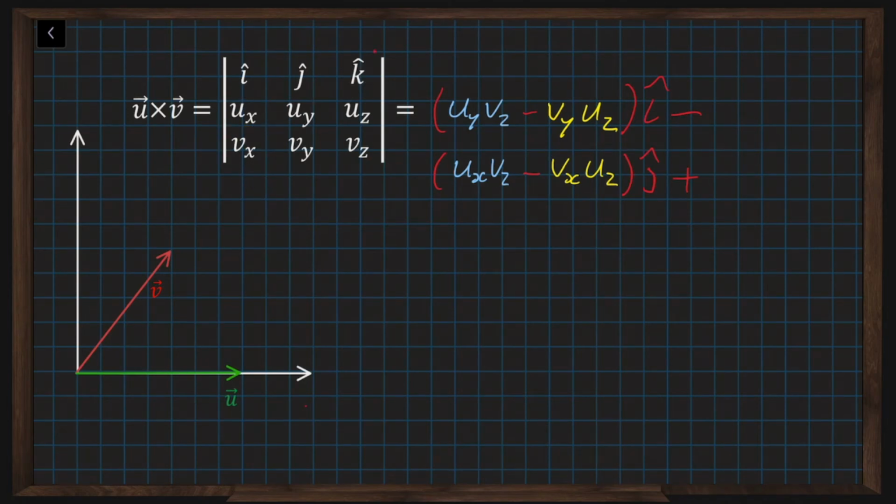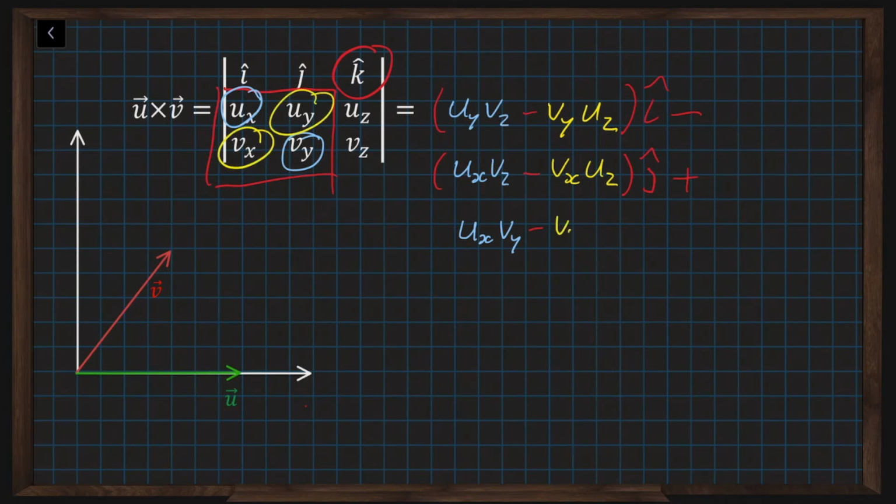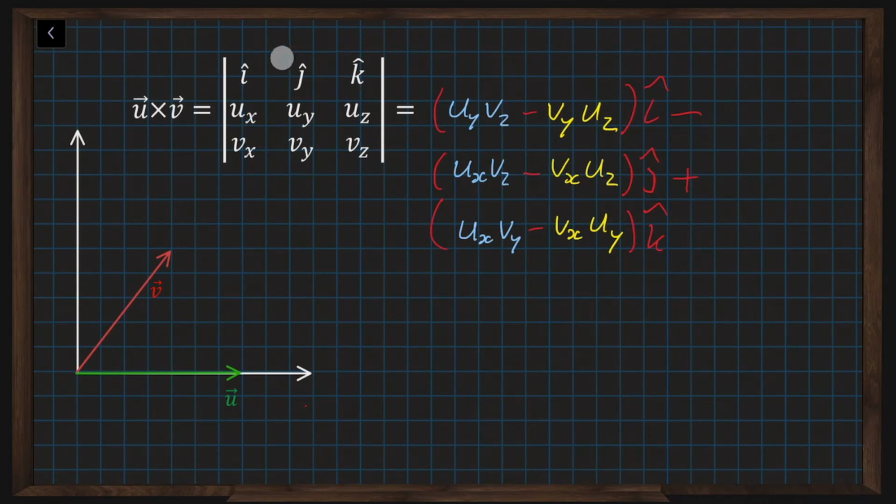We take this unit vector and we only work with the components that are not in the same row or the same column. We take the top left, multiply that by the bottom right, ux vy, and we subtract the product of the bottom left and the top right. And we fix our brackets. And that is how you perform the cross product. But let's tidy this up.